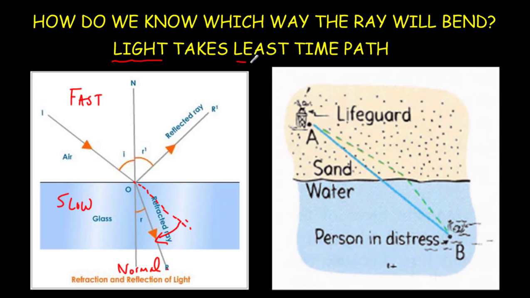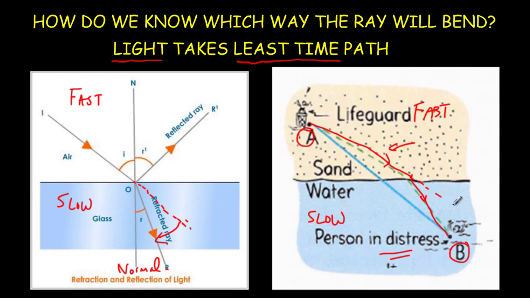Light always takes the least time to get from point A to point B. We can make a comparison between light and a lifeguard trying to save a person in distress. Because they can move a lot faster on the sand when they're running compared to the water when they're swimming, they should take a path somewhat like this, so that they're covering a greater percentage of the total distance on the sand. And if that's the case, then of course they're bending towards the normal.